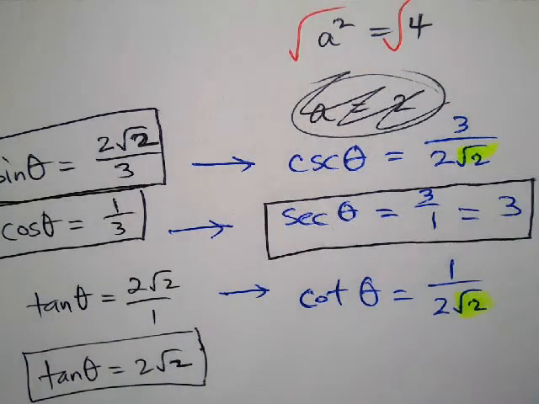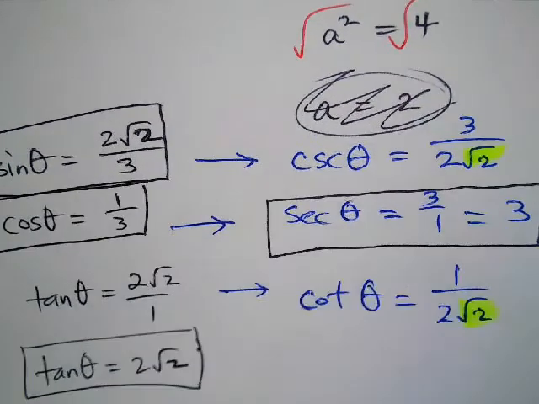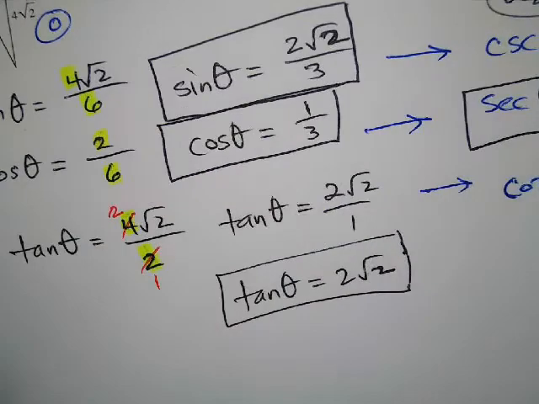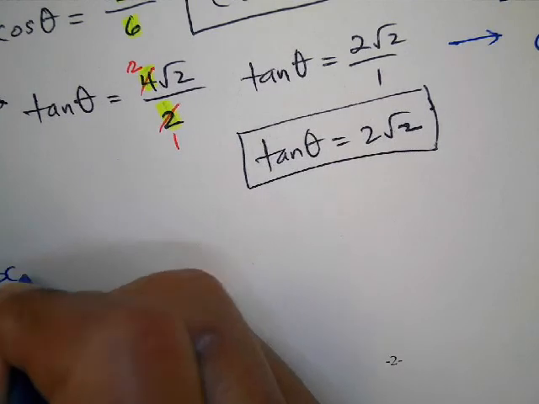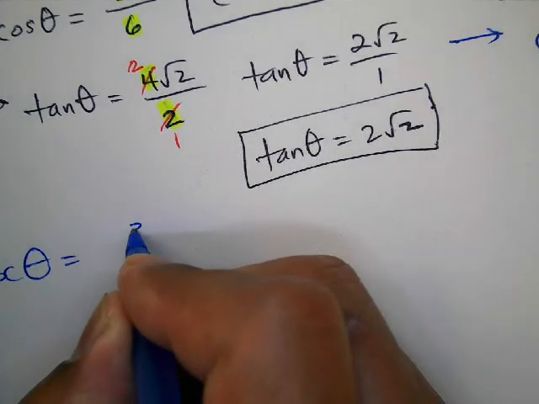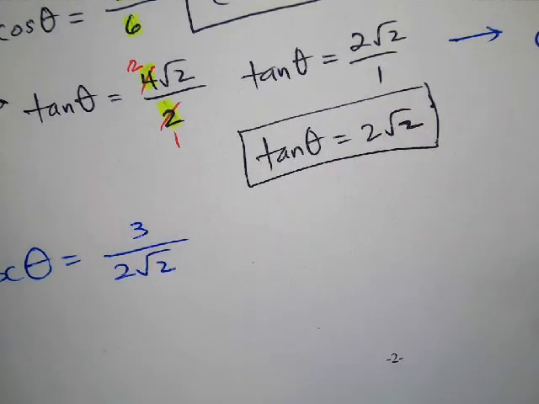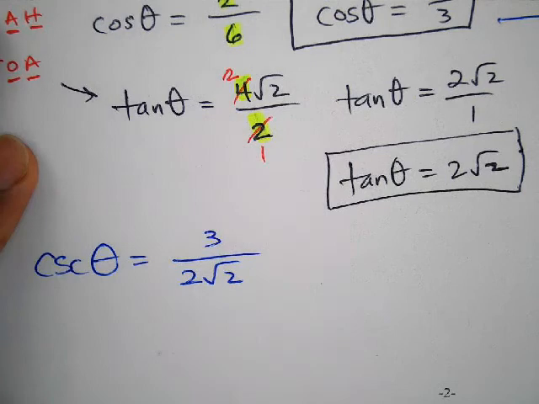These are the ones we got to fix, right? Can't have a square root in the denominator. So I got to fix cosecant and cotangent. Let me copy cosecant down over here. Cosecant is 3 over 2 root 2.